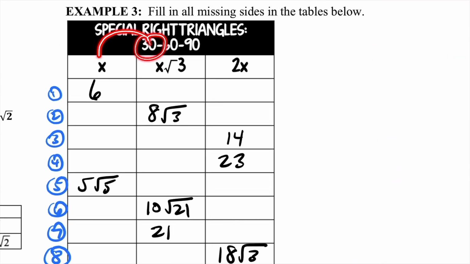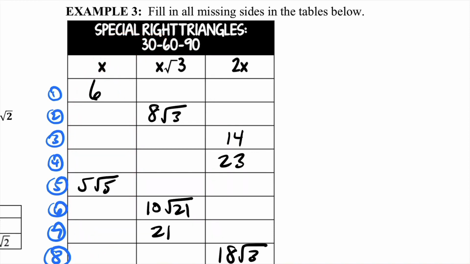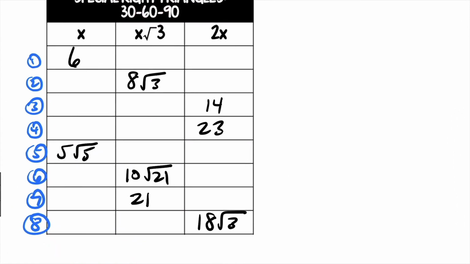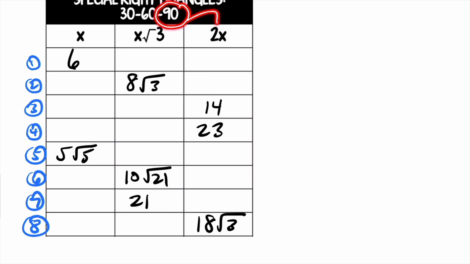So all of these guys here are the short legs. Which one is opposite of 60? Short, long, hypotenuse? Long. So all of these guys right here are long legs. The one opposite the 90 degrees is always the hypotenuse. So all of these guys are hypotenuse.